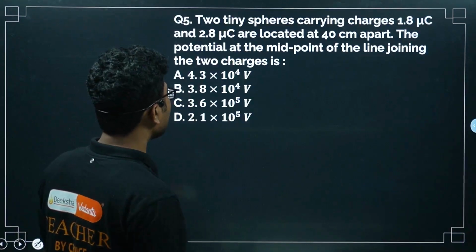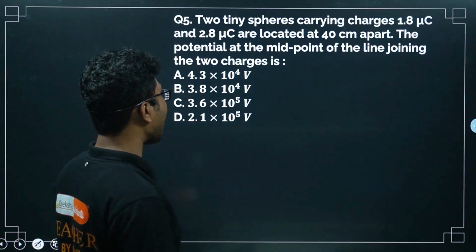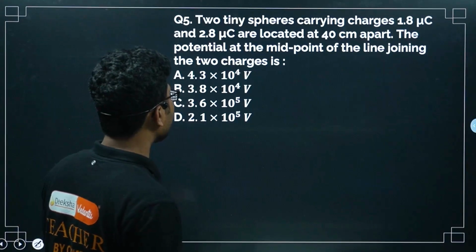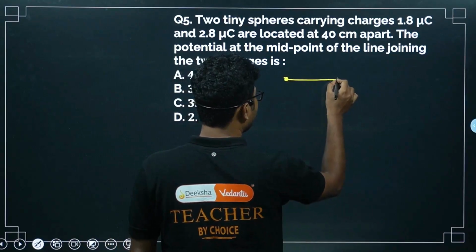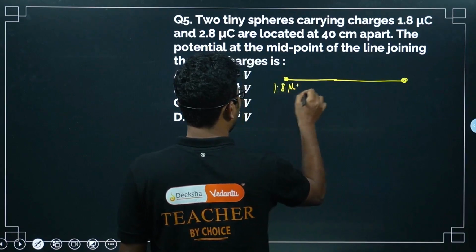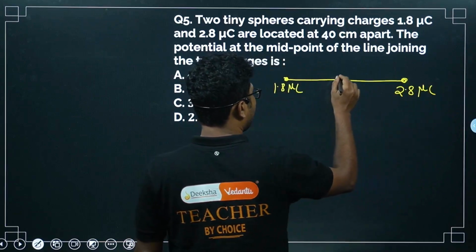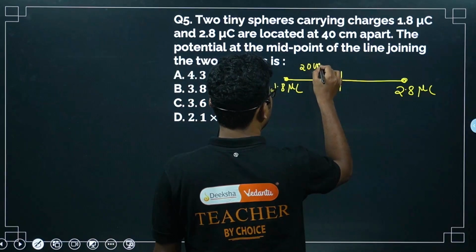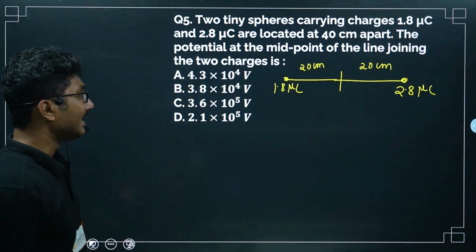Two tiny spheres carrying charges 1.8 microcoulomb and 2.8 microcoulomb are located 40 centimeter apart. Find the potential at the midpoint of the line joining the two charges. The two charges are unequal, so potential won't be 0, but you have to calculate that. One is 1.8 microcoulomb, another one is 2.8 microcoulomb. They are separated by a distance of 40 centimeters, so the midpoint will be 20 centimeter from this side and 20 centimeter from this side, and they have asked you to find the electric potential.